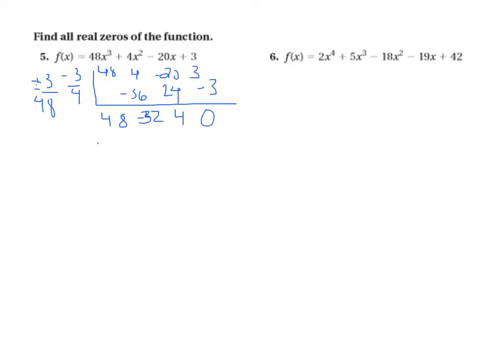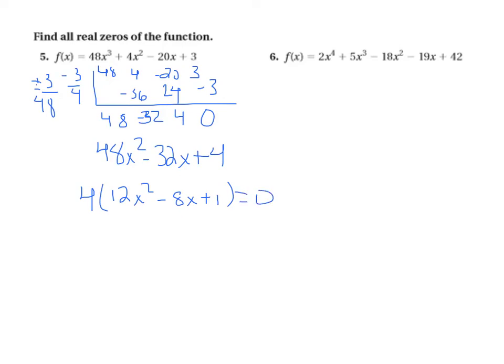Okay, so now you have 48x squared minus 32x plus 4. Well, you can factor out a 4: 12x squared minus 8x plus 1. So this is where you have to think. Remember, is there equals 0? Is there anything that multiplies to 12 and adds to negative 8? Negative 6, negative 2.